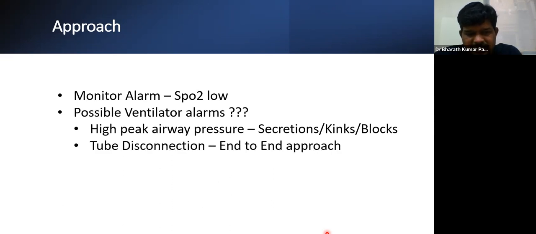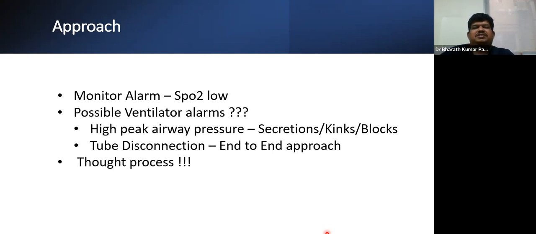And whenever there is a disconnection alarm, we should see from an end-to-end approach, that is you start looking from the patient end to the machine end, or vice versa, from the machine end to the patient end. This would actually give us the proper place where it could disconnect. It does not mean that always the tubing should disconnect either from the ET tube or from the ventilator end. There could be loss of connectors in between, which can even cause the tube disconnection alarm.